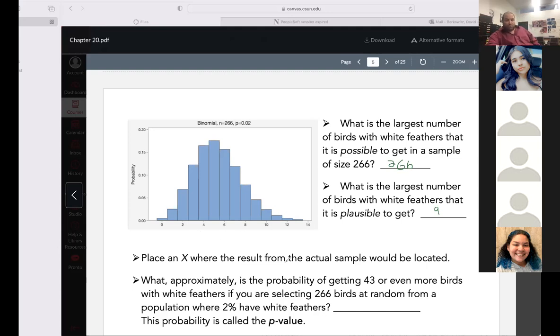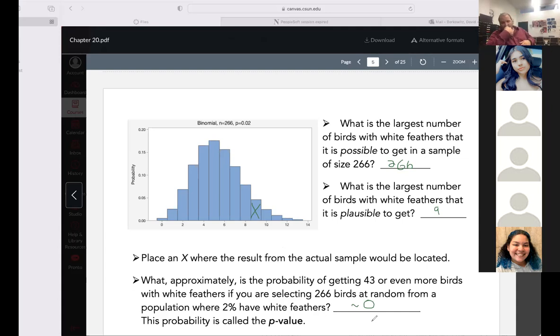So place an X where the results from an actual sample would be located right here. This is basically the cutoff. Anything past that, and I'm going to start questioning whether 2% was really correct. Now, what approximately is the probability of getting 43 or even more than 43? And the answer is essentially 0. There's so little chance of it happening that, yeah, go ahead.